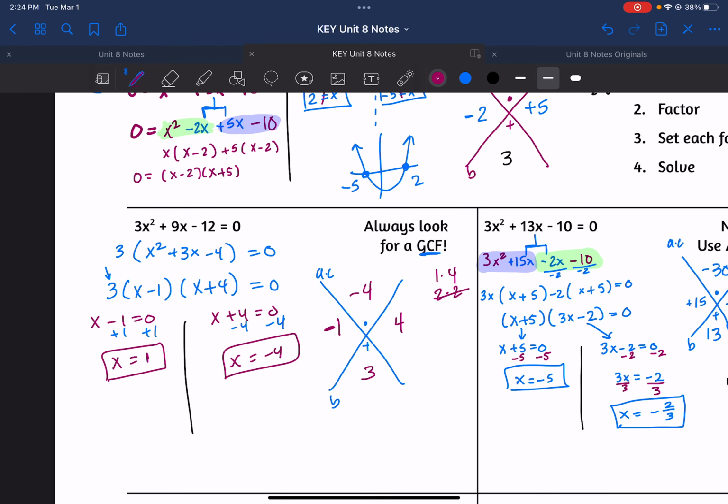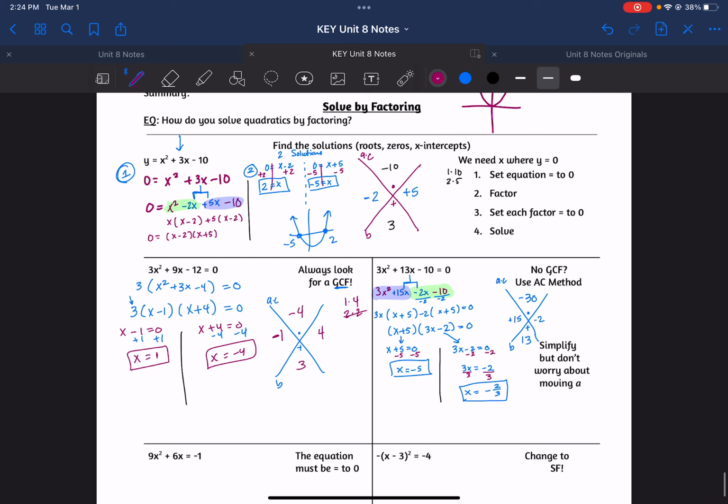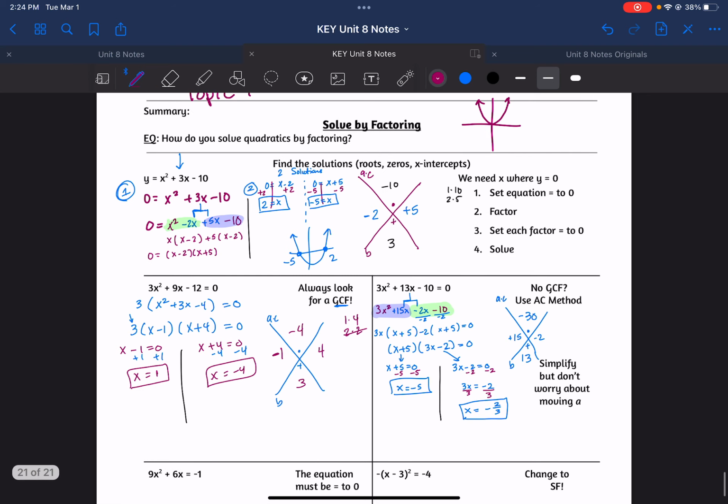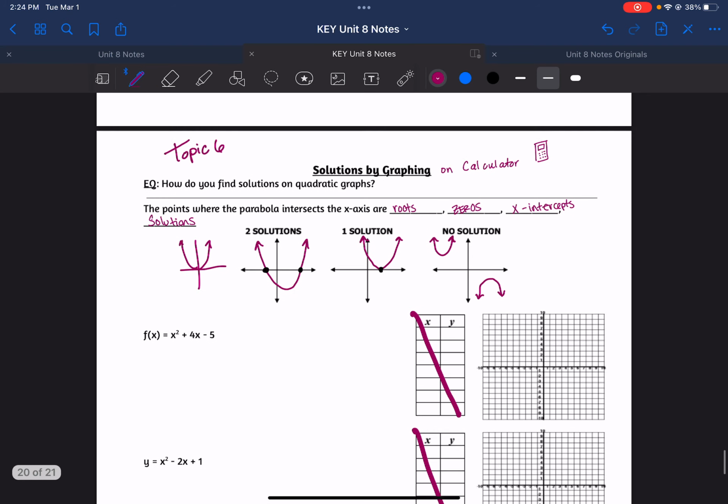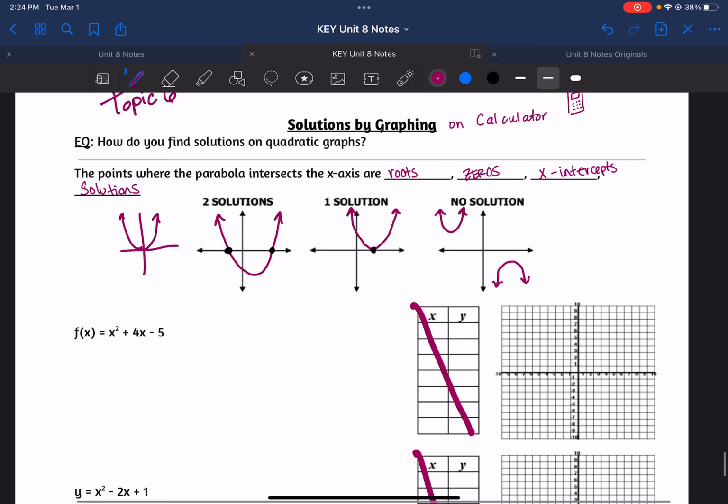Now this next one, guys, this topic 6 I'm about to do, is going to be so much quicker, and it's going to be using the calculator, okay? So please pay attention. Here's topic 6. Just a reminder, we have either two roots, two solutions, zeros, or x-intercepts, right? So here, 2 would look like that. We have one solution or we have no solutions.